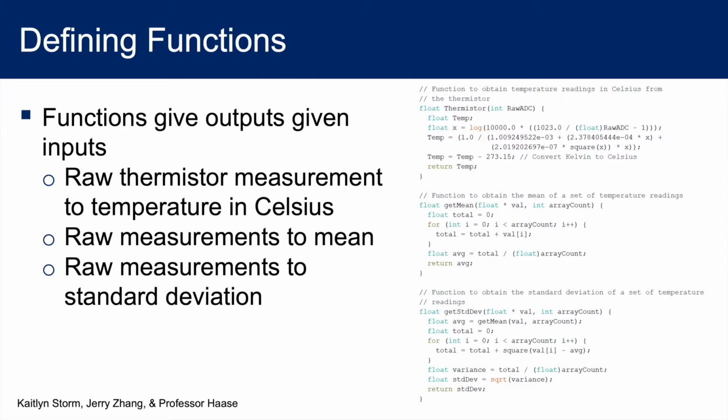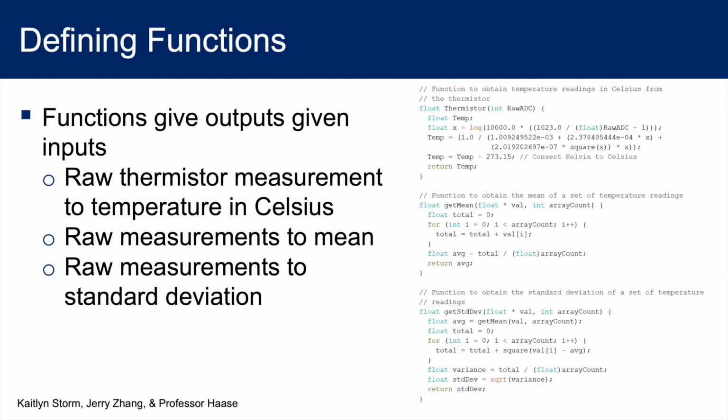Next, we will define some custom functions to get values like temperature readings from the thermistor, calculate the mean, and get the standard deviation. Functions are written by first specifying the type of variable the function outputs, the name of the function, and the type of input the function takes. Inside the function, we can perform calculations and modifications to the input and return our desired output.